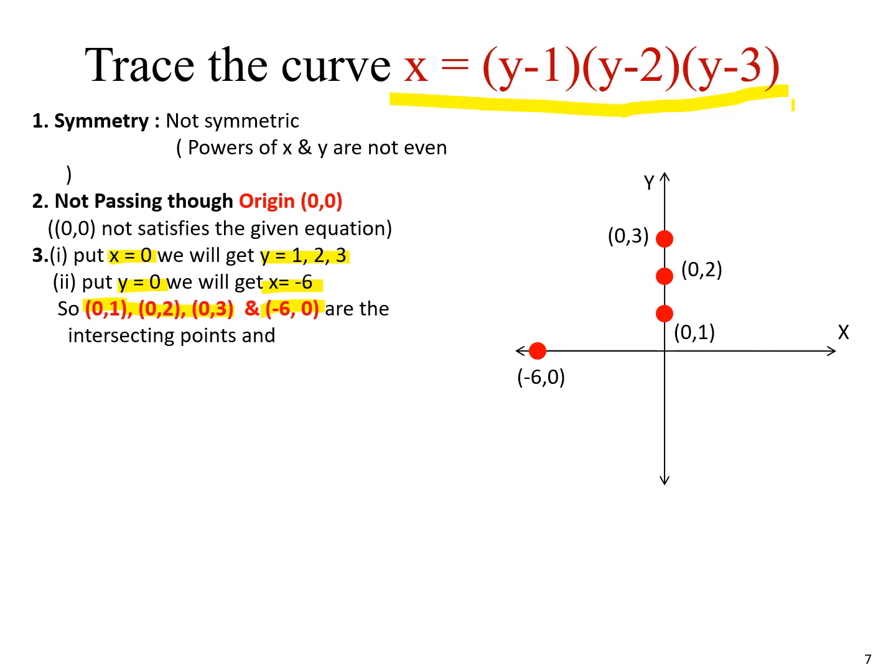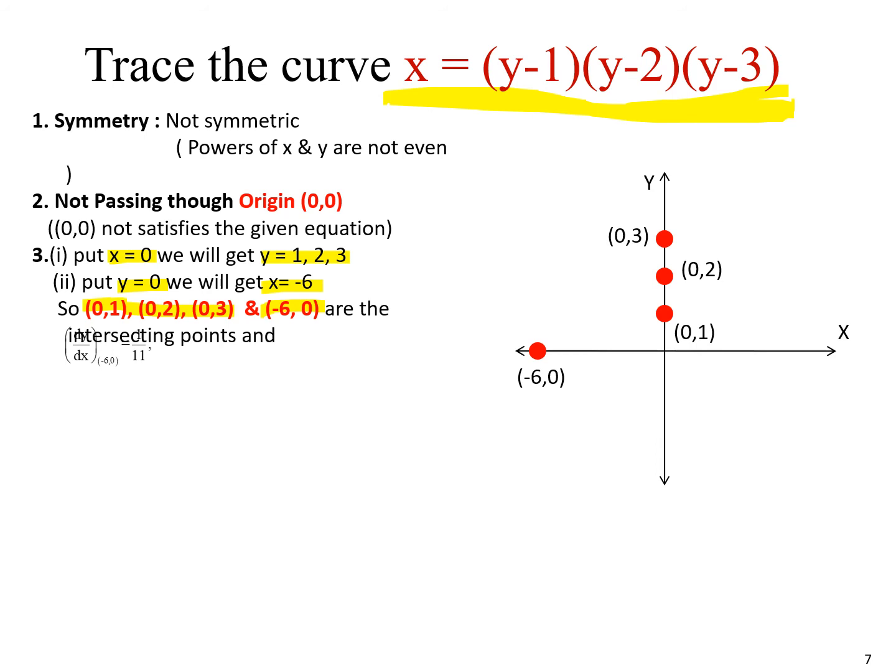To find the tangent, what do you have to do? You have to differentiate this equation, that is x is equal to (y minus 1) into (y minus 2) into (y minus 3), with respect to x, and find dy by dx. Once you find dy by dx, you have to put the values of x and y one by one as the points. So the first point we took as (-6, 0). So we found dy by dx and put x equal to minus 6 and y equal to 0. So we will get 1 upon 11.